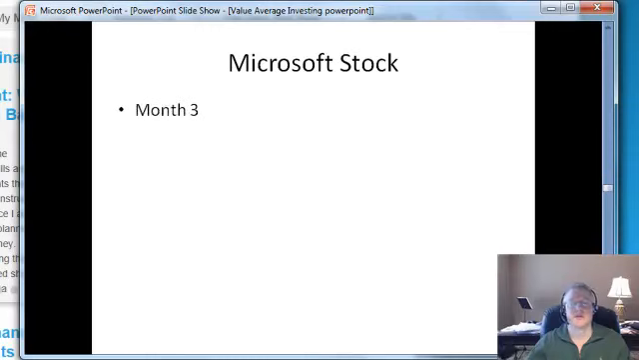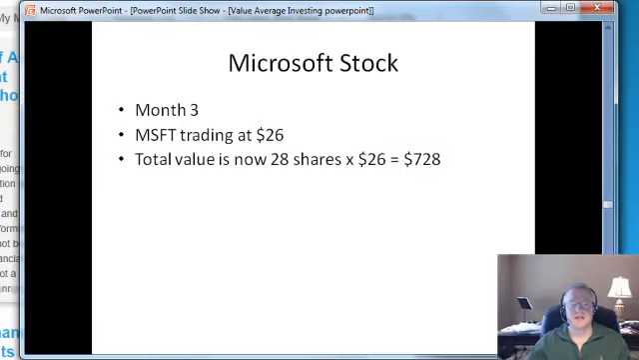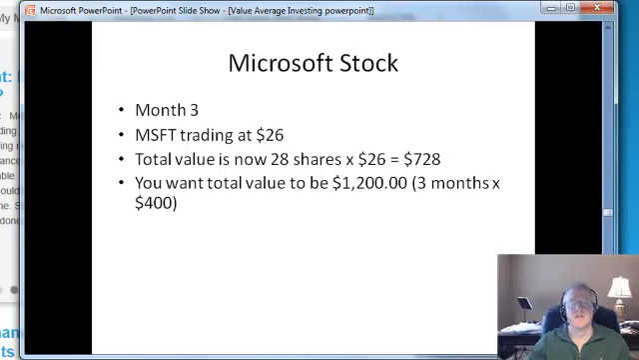So now we move on to month three. And in month three, Microsoft is trading at $26. So now our total investment of 28 shares is at a total value of $728. And so now we want to increase our total investment to be $1,200. If we're doing it at $400 a month, and we've done it now for 3 months, then we would look to be at a total value of $1,200.